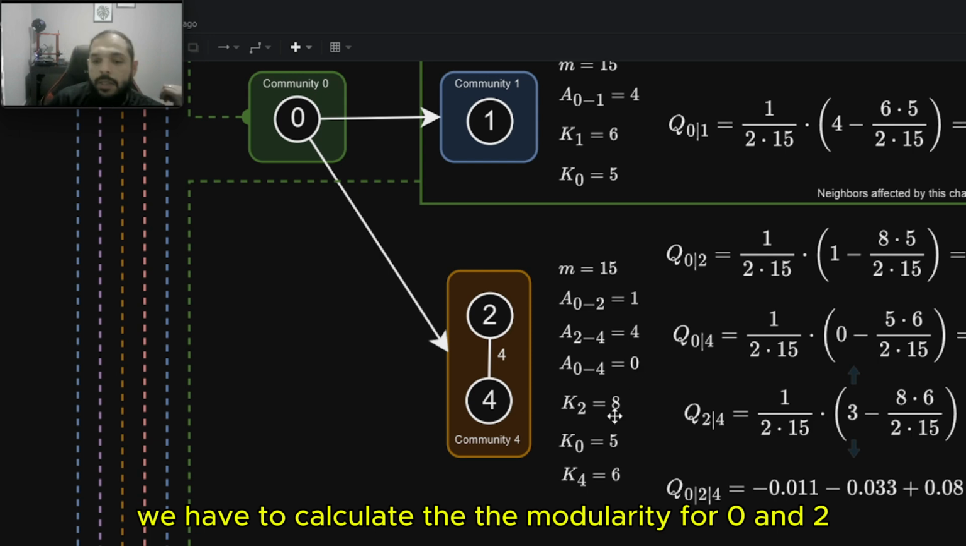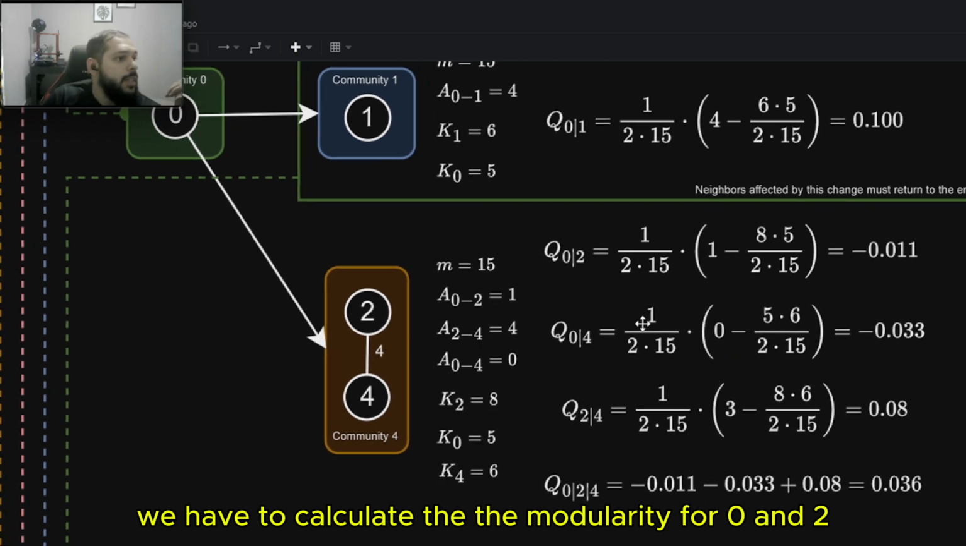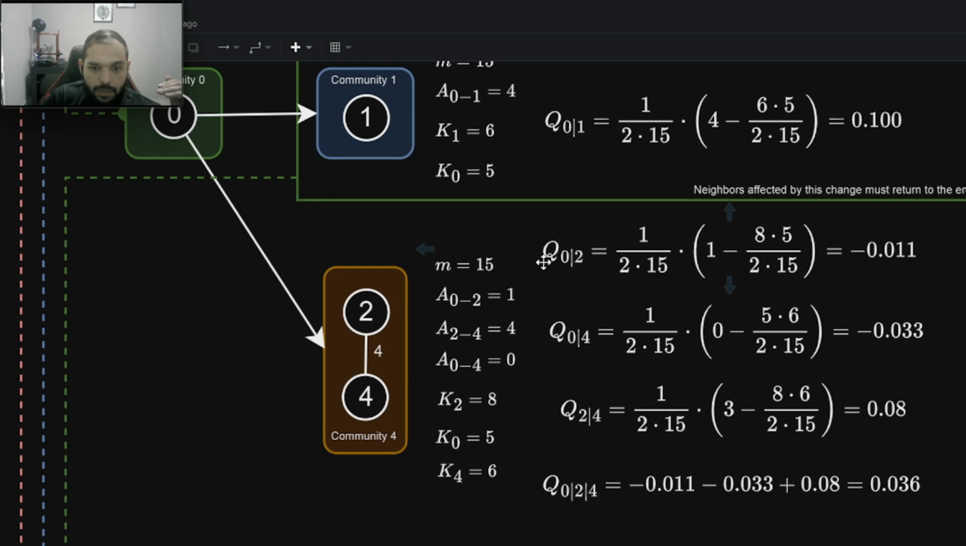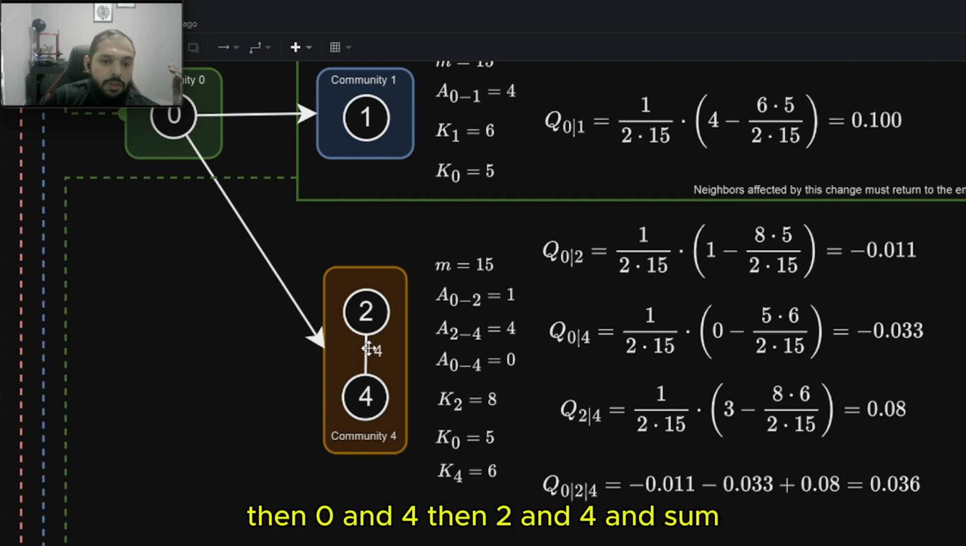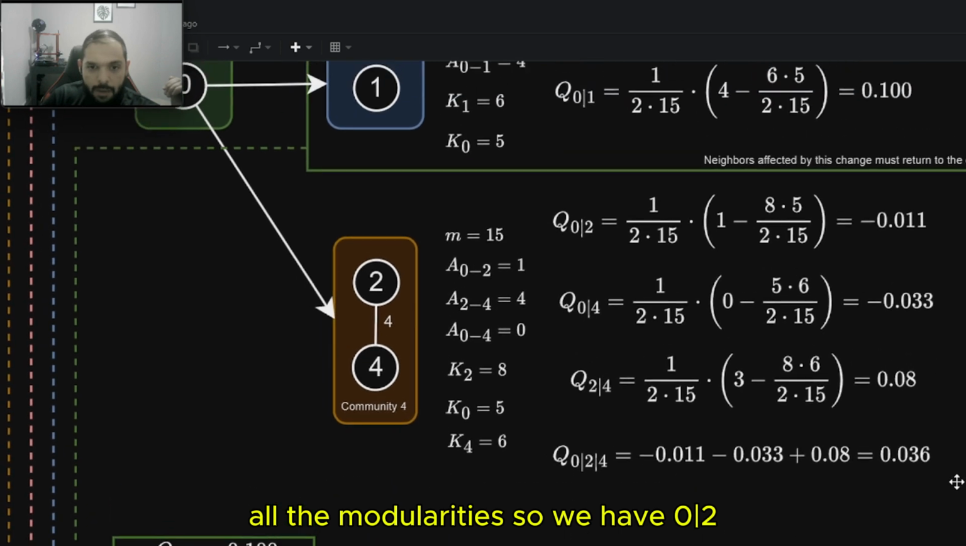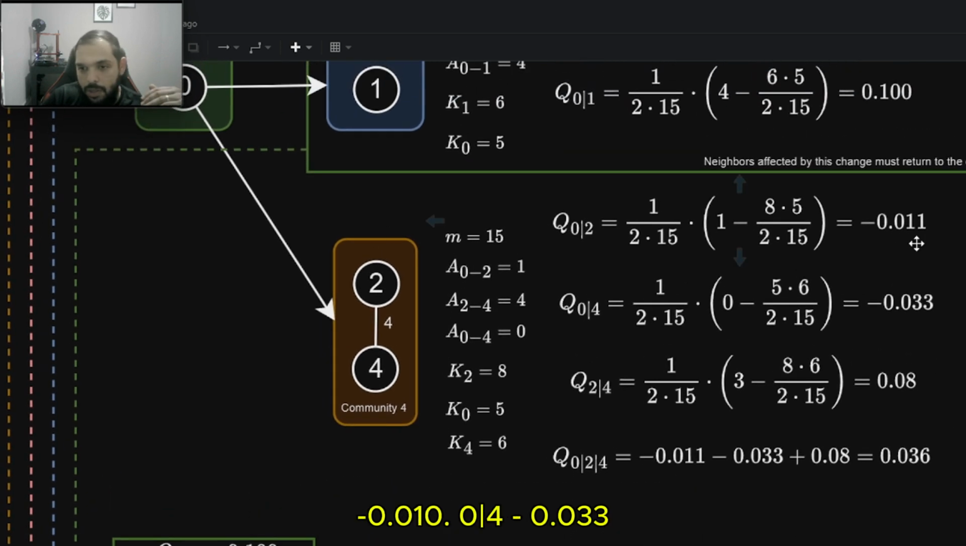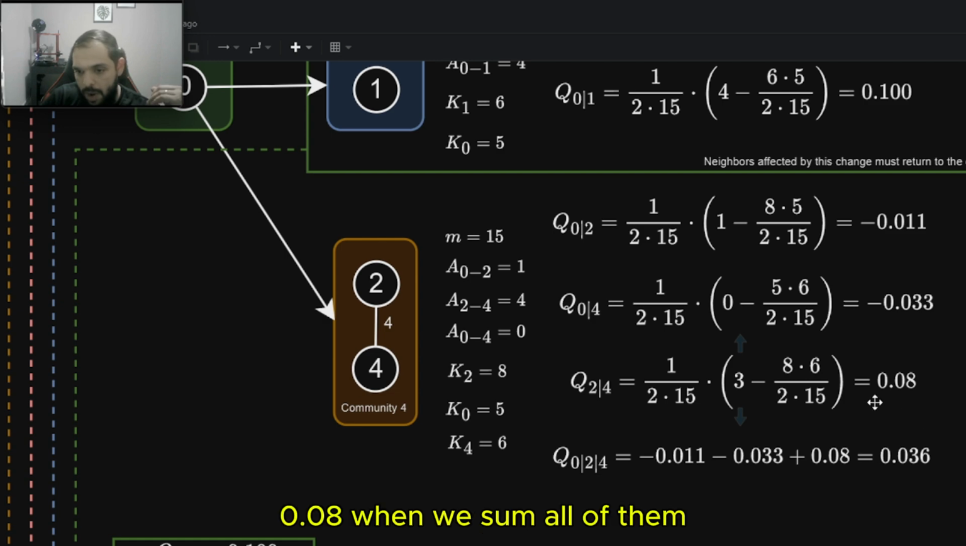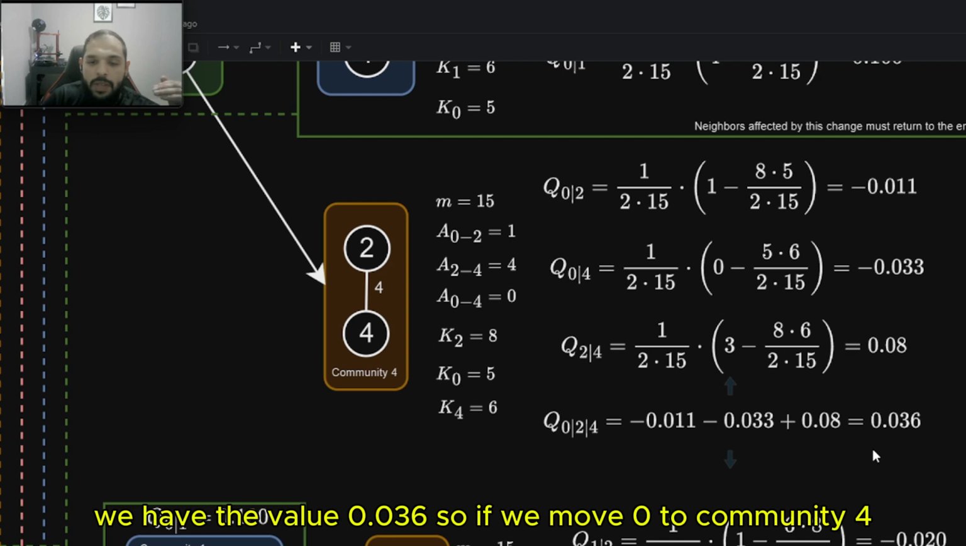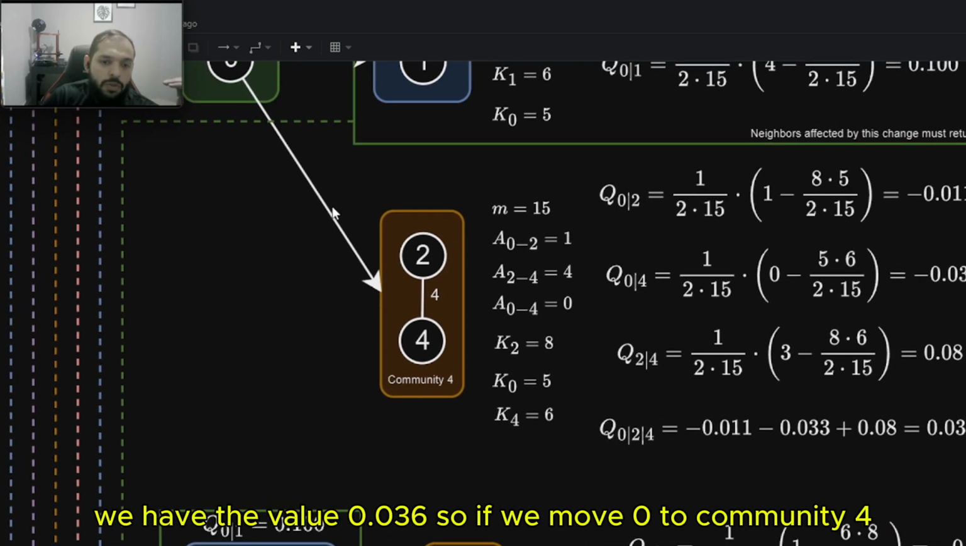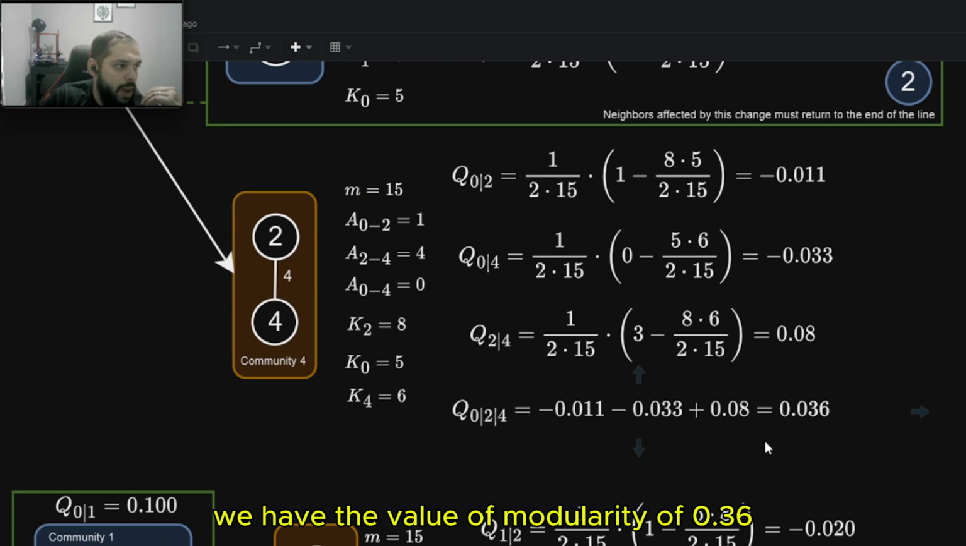We have to calculate the modularity for 0 and 2, then 0 and 4, then 2 and 4, and sum all the modularities. So we have 0 and 2 at about minus 0.01, 0 and 4 at minus 0.003, and 2 and 4 at 0.08. When we sum all of them, we have the value 0.036. So if we move 0 to community 4, we have a modularity value of 0.036.